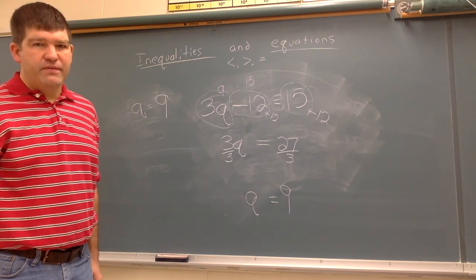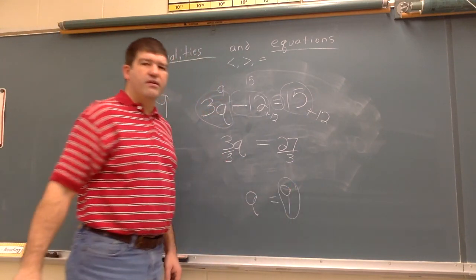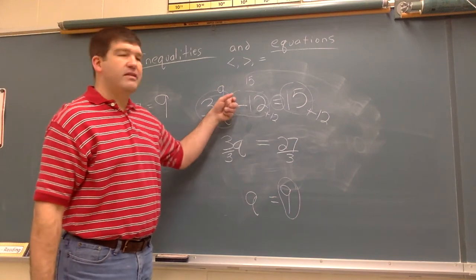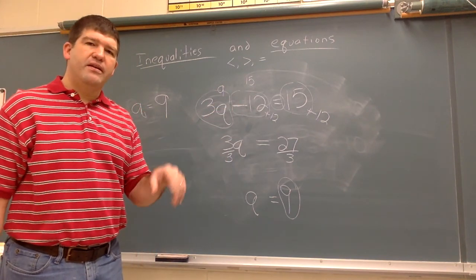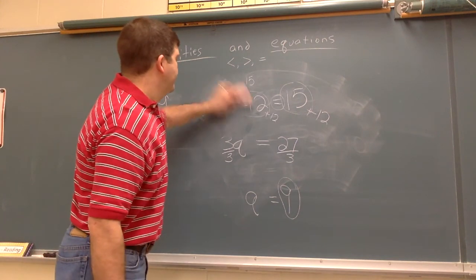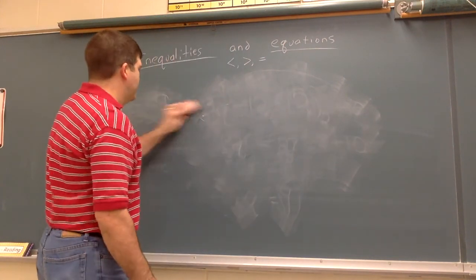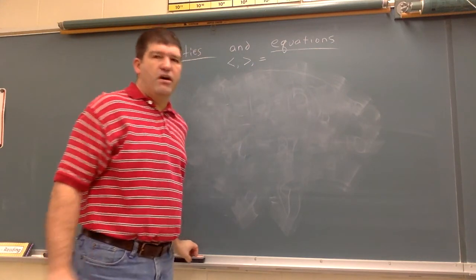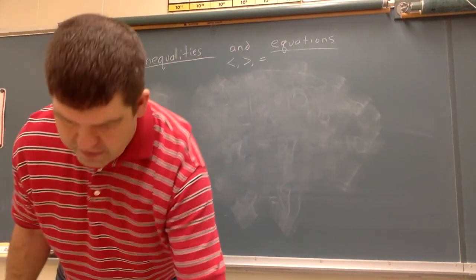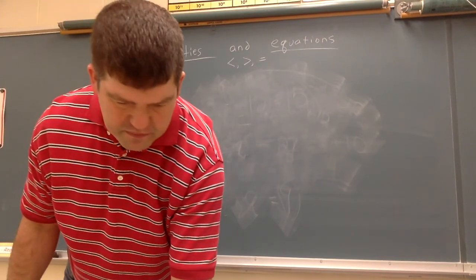15 equals 15. Whenever you get what you think your variable is, go back to the original problem, plug it in, check to make sure it's good. If you're all good, then you did it correct. And that is how you solve for a variable. I would like to do just one more.